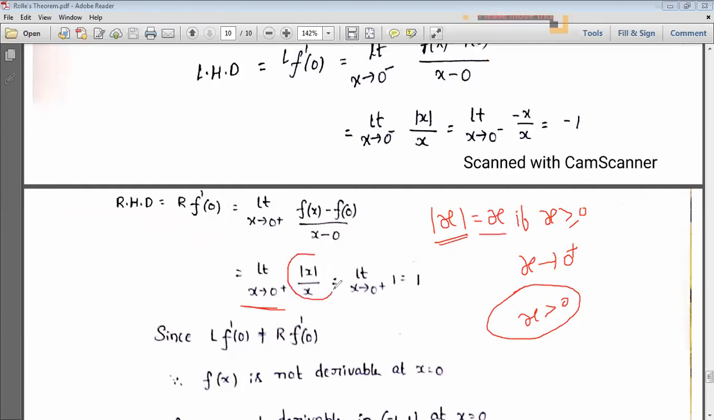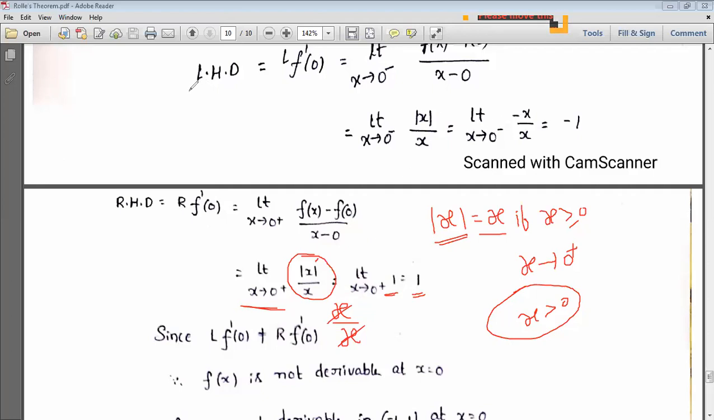So for that, simply I substituted in place of mod x as x. Then what I will get here, x by x. So here it is, x both will cancel, I got it as 1. Limit of a constant function is constant. That's why I wrote here 1.